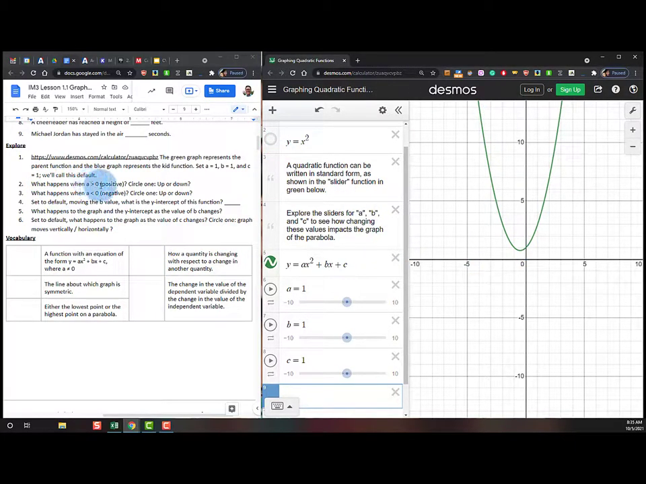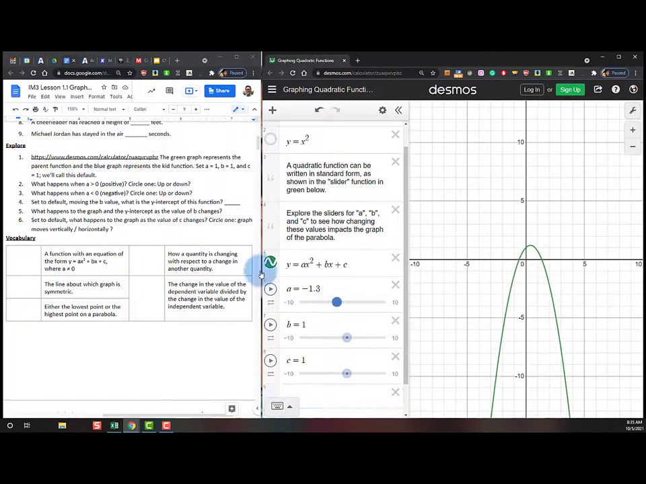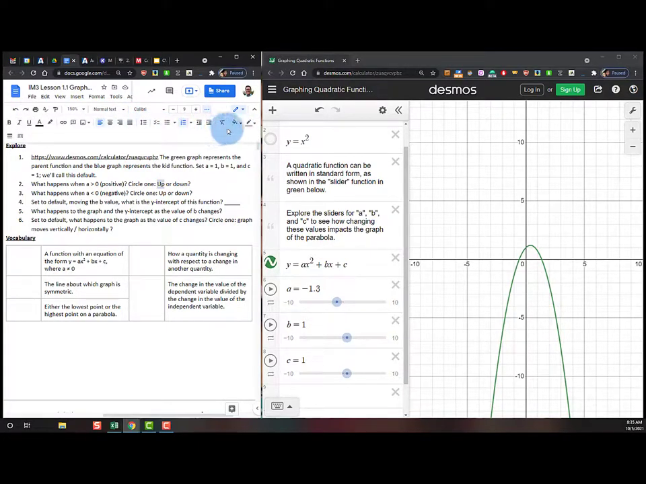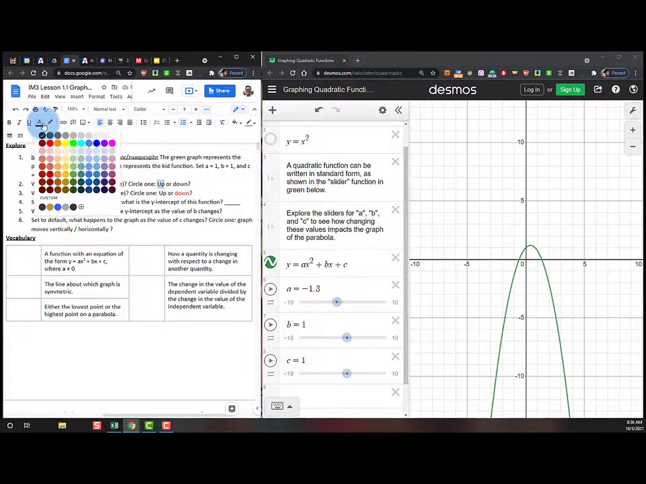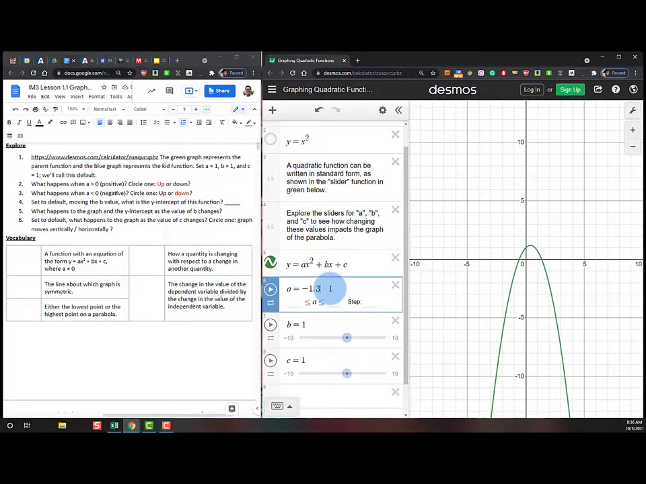And then it says, what happens when a is positive? So if I go here towards positive numbers, I notice it's getting skinnier. And then if I go negative, what happens? It goes down. So this one would be positive, that would be up. And when it goes negative or less than 0, that means negative, it's going to go down. And we said this one was up.